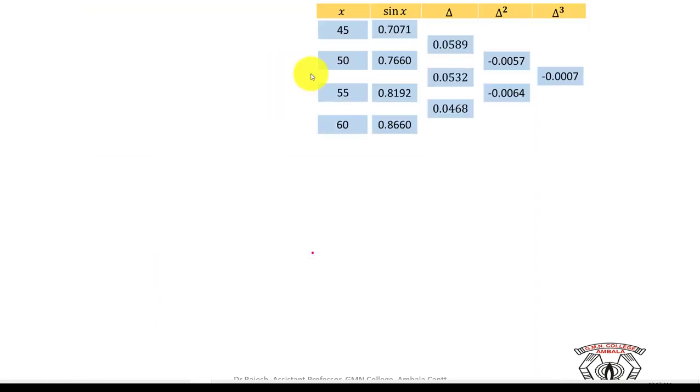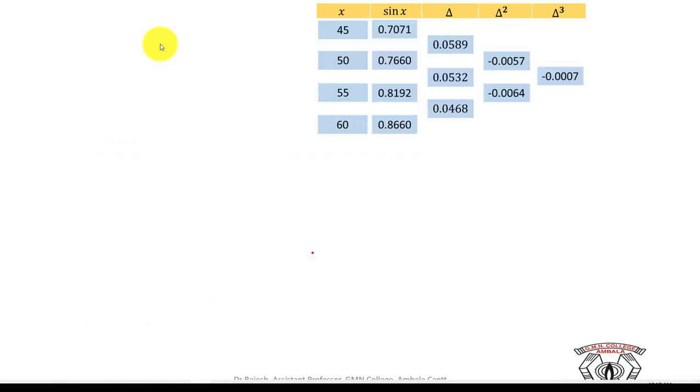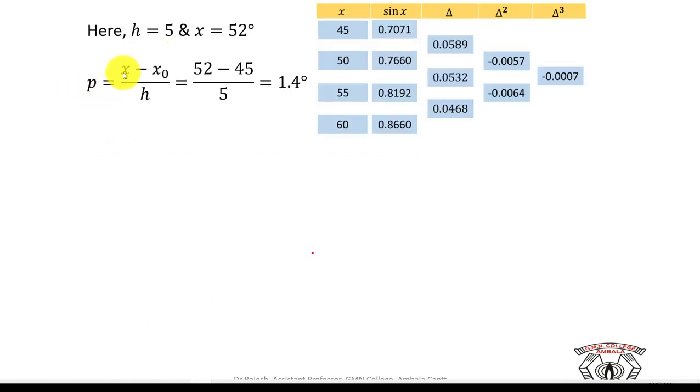Now h, the difference between the arguments, is 5. The x at which the value of the function is to be interpolated is 52 degree. Look over here, once again I go back: at 52 it is required to be determined. And we know that p is equal to x minus x naught by h. x is 52, minus 45 the initial value x naught, and h is the step, which here is 5. So 52 minus 45 divided by 5 is 1.4.